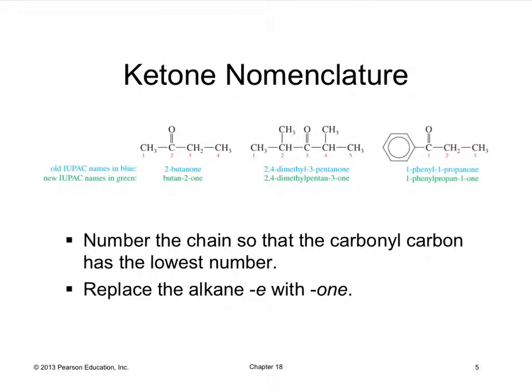In terms of ketone nomenclature, you want to number the chain so that the carbonyl carbon has the lowest number, and then you replace the alkane E with -one, indicating the ketone. So in this case you have 4, which would be butanone. It's at the 2 position, so it's butan-2-one. Here would be 5, pentan-3-one, and it's 2,4-dimethyl, and here's 1, 2, 3. Propanone, so propan-1-one and 1-phenylpropan-1-one.